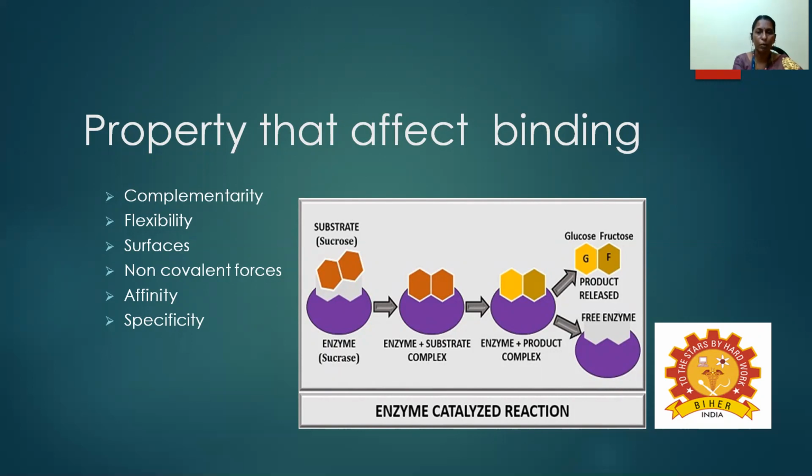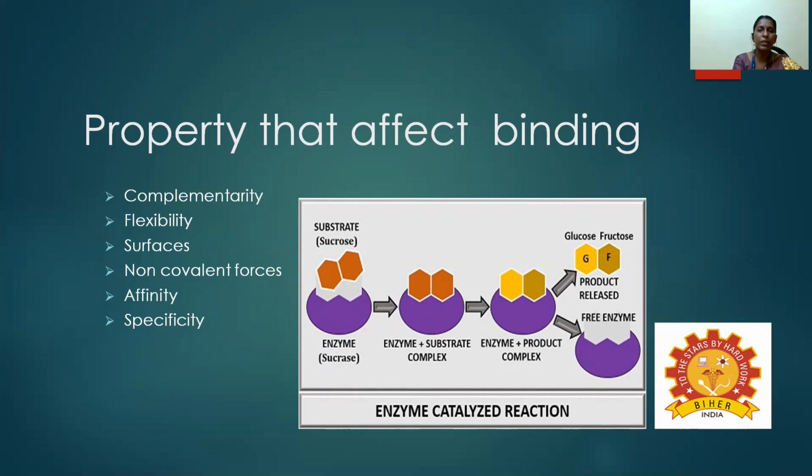So in the product formation, the products are released in the form of glucose and fructose, along with the release of the free enzyme. This is the normal mechanism carried out in any enzymatic reaction. The enzyme should be released. So what are the factors involved in binding? They are complementarity, flexibility, surfaces, non-covalent forces, affinity, and specificity.